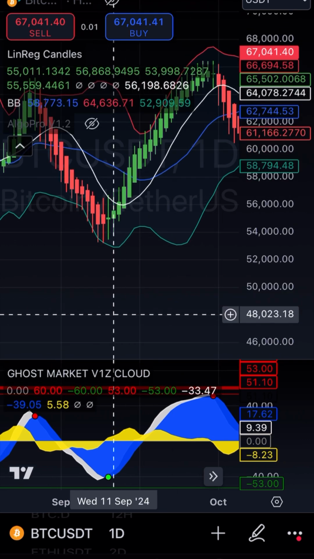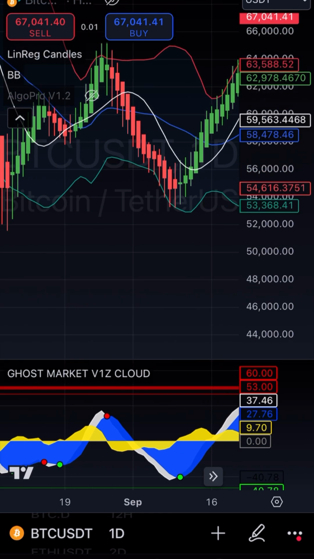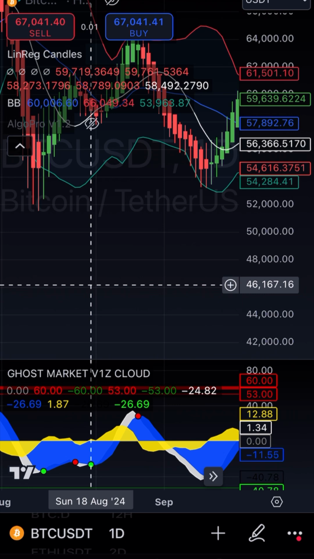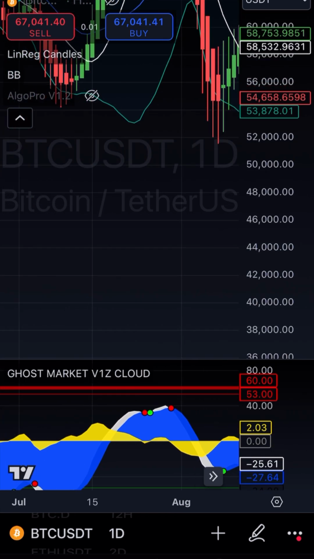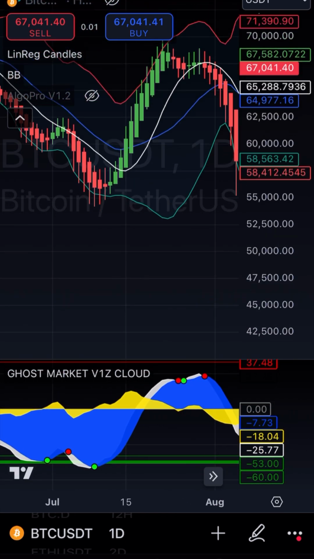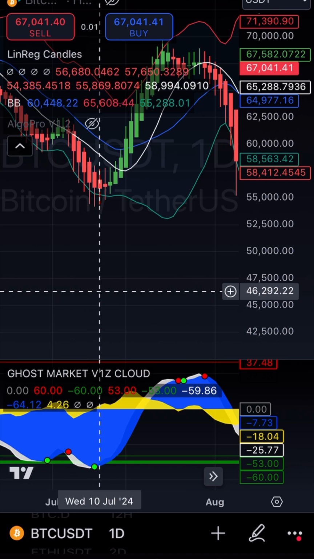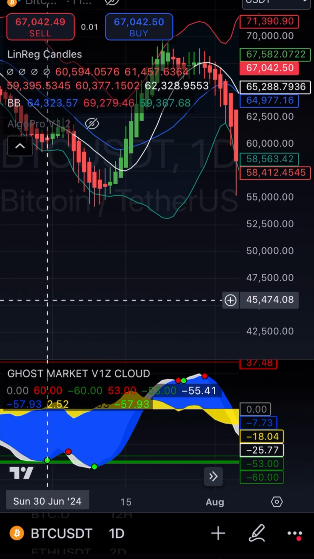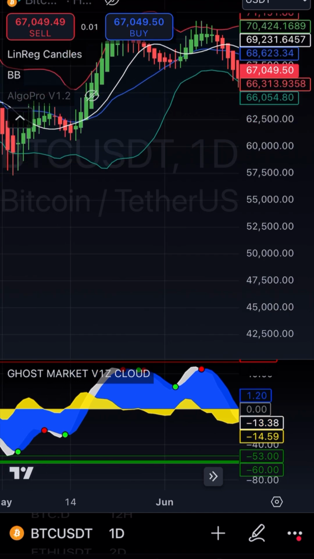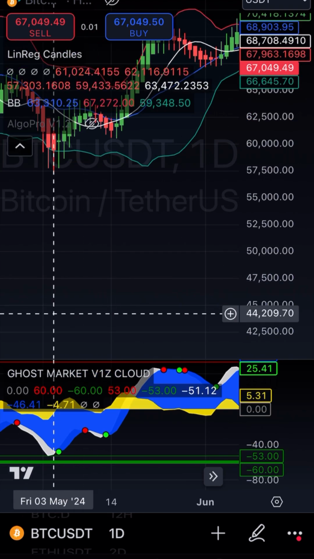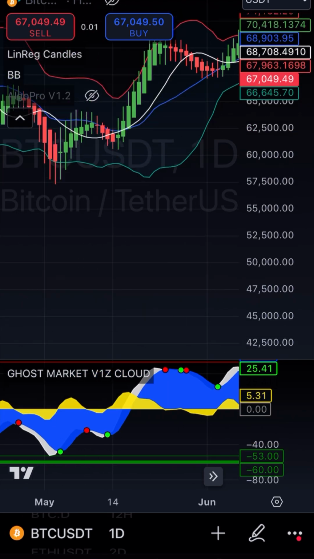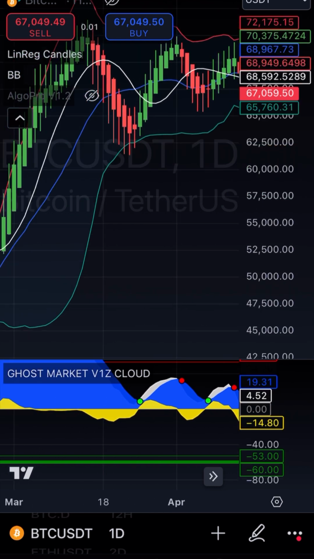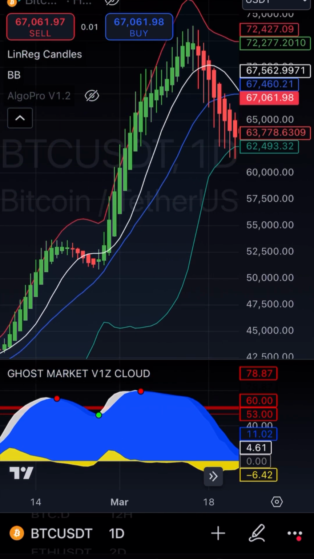Right there. Right there would be a good moment. Right there. Right there. Right there's a good moment for dollar cost averaging.